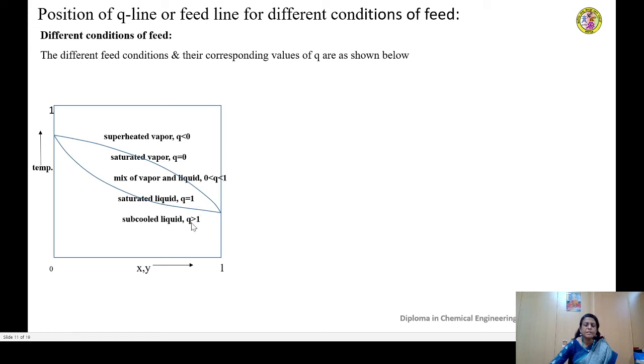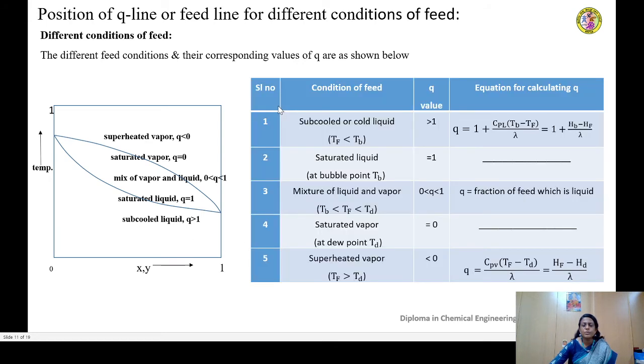The exact value depends on the exact temperature at which it enters, and also the condition of the feed at that particular temperature. Okay, so you require an equation to find out Q in two conditions, that is in the superheated vapor condition and in the subcooled liquid condition. So let us now see which are all the equations that you can use to calculate the Q value.